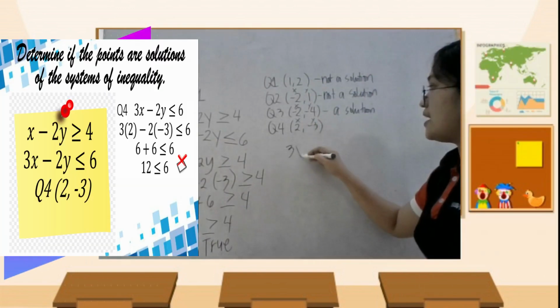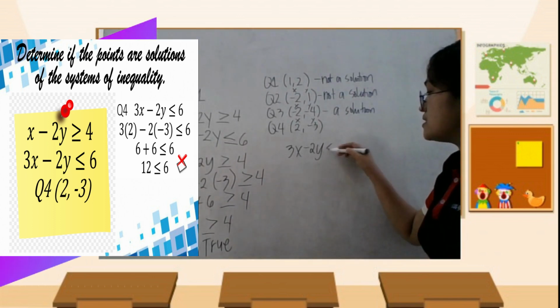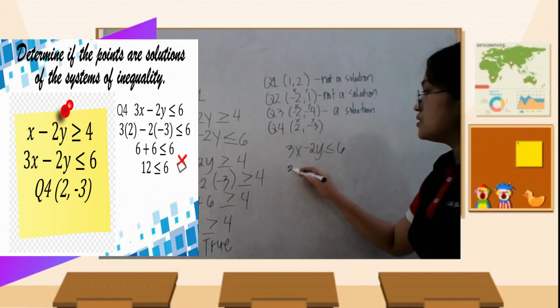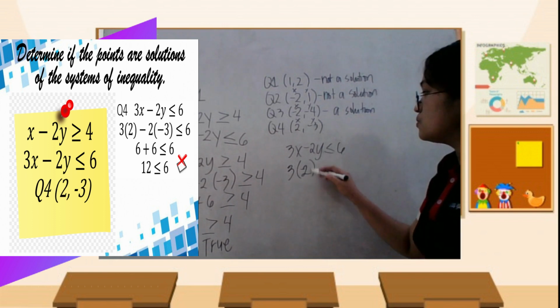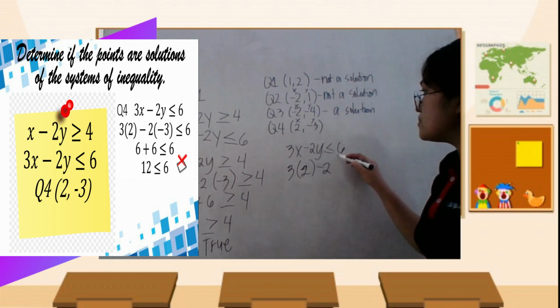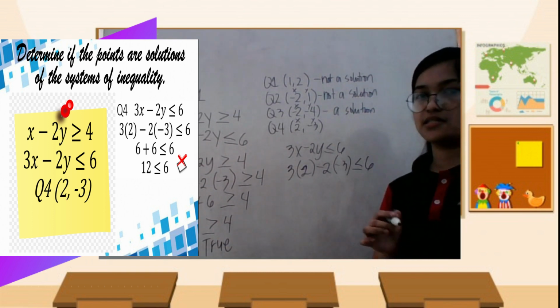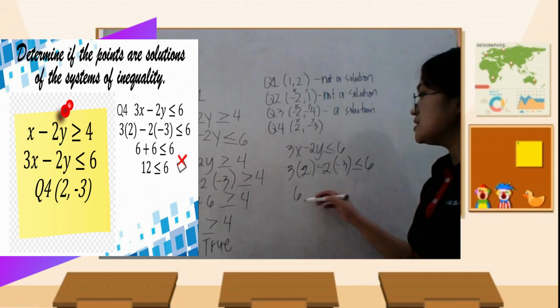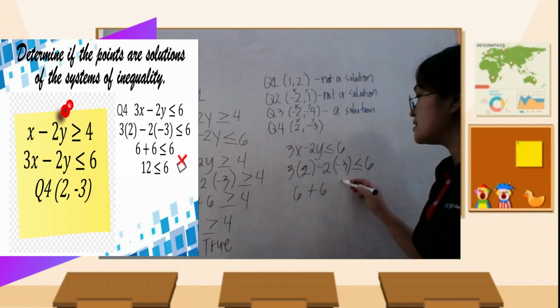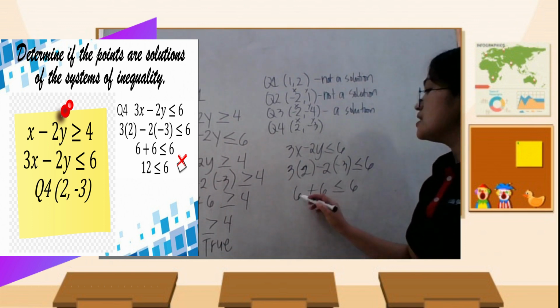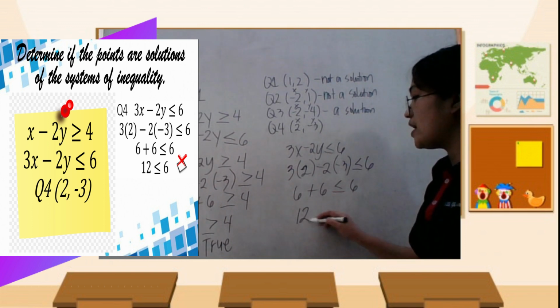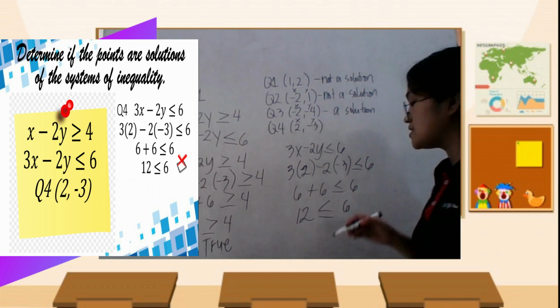Next, we have 3x minus 2y is less than or equal to 6. So 3 times the x is 2. This would be positive 2. Minus 2 times the y is negative 3, less than or equal to 6. Then 3 times 2 is 6. Negative 2 times negative 3 is positive 6, less than or equal to 6. 6 plus 6 is 12, less than or equal to 6.